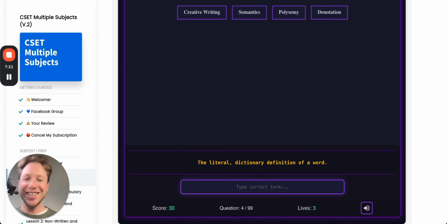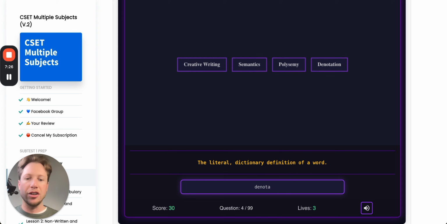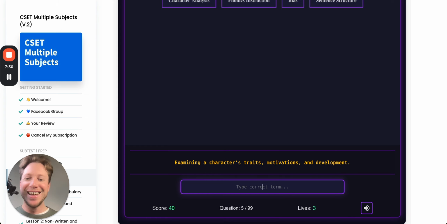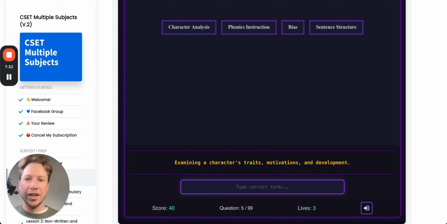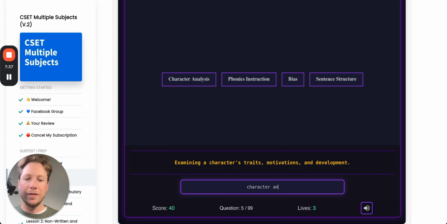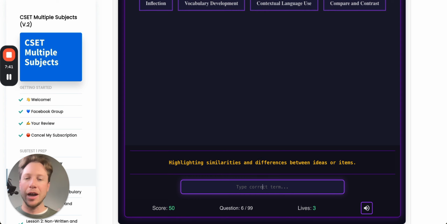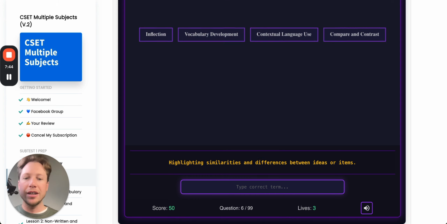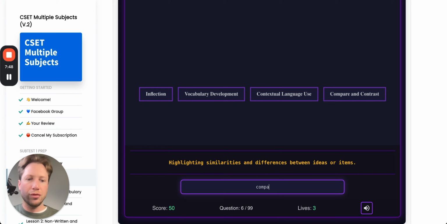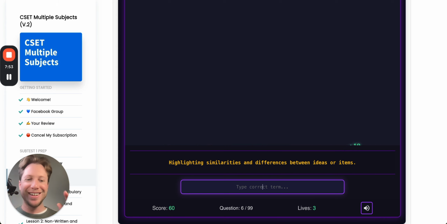The literal dictionary definition of a word. Is that denotation? Come on, computer. Look at it, fast. Okay, come on. Okay, good. Examining a character's traits. That's character analysis. All right, come on. See, I'm finished typing, but it kind of keeps going. Highlighting similarities and differences. Compare and contrast. Come on, please. I've already hit enter. Let's go. There we go.